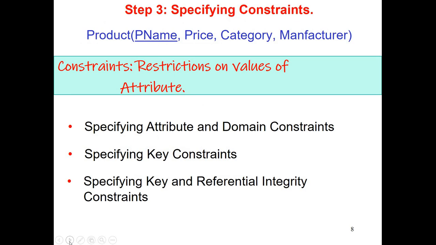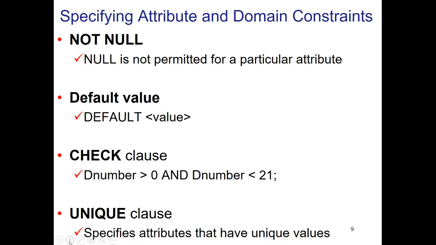It is necessary to specify some constraints for each and every field. Constraints are nothing but specifying attribute and domain constraints, specifying key constraints, specifying key and referential integrity constraints. The constraints are implemented using the keyword not null, default, that is, we can specify the default value. You can also implement it using check clause and unique clause.